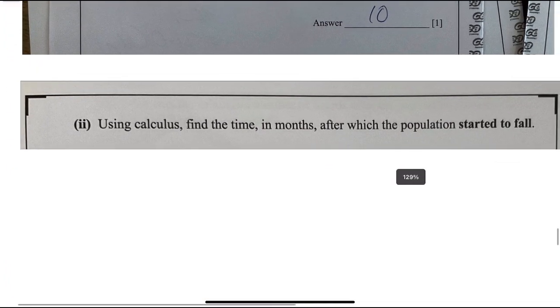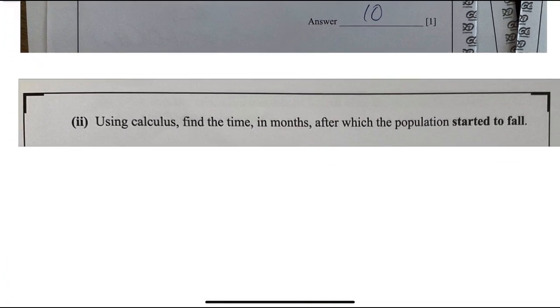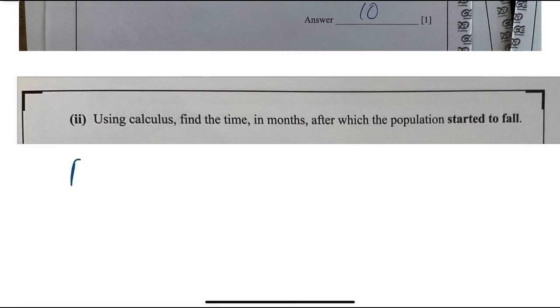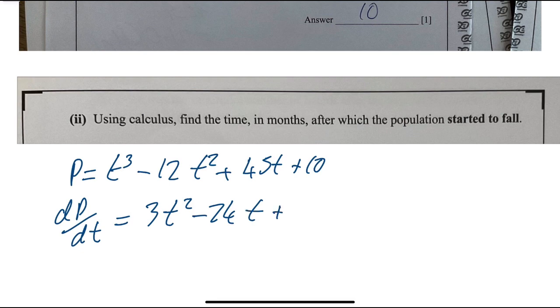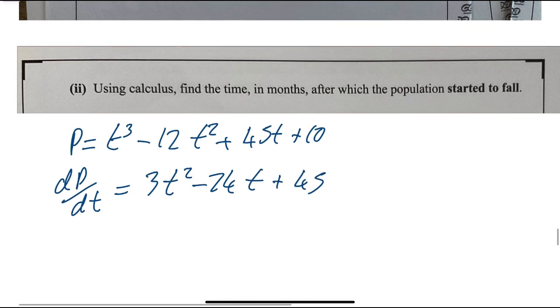Next part of the question says, using calculus, find the time in months after which the population started to fall. So let's just write down our formula again. P was equal to t cubed minus 12t squared plus 45t plus 10. And we want to find when the population began to fall. So we want to find the turning points effectively here. So differentiate this, and we're also going to put that equal to 0.